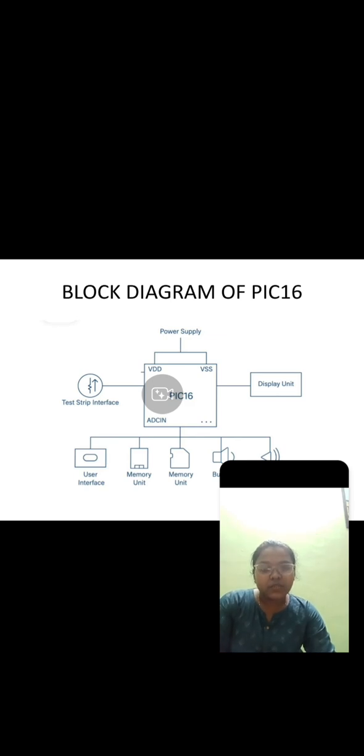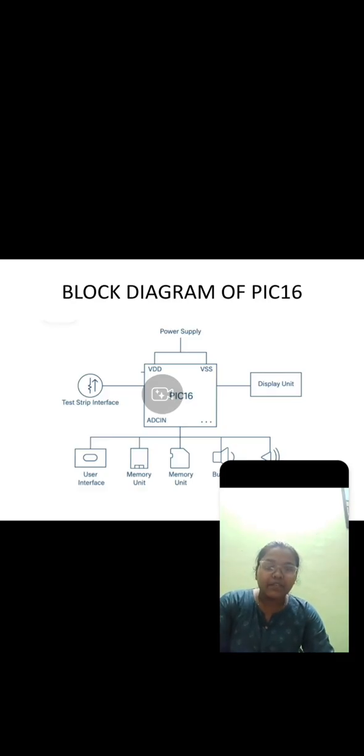So in that test strip, there will be a slight ash color surface or yellow color surface depending on the test. There is a place where you need to place a drop of blood from the patient's body. The blood used is from the person you are going to check the glucose for. From that person's blood only, you place a drop on the test strip. It has an interface with the PIC16 microcontroller.